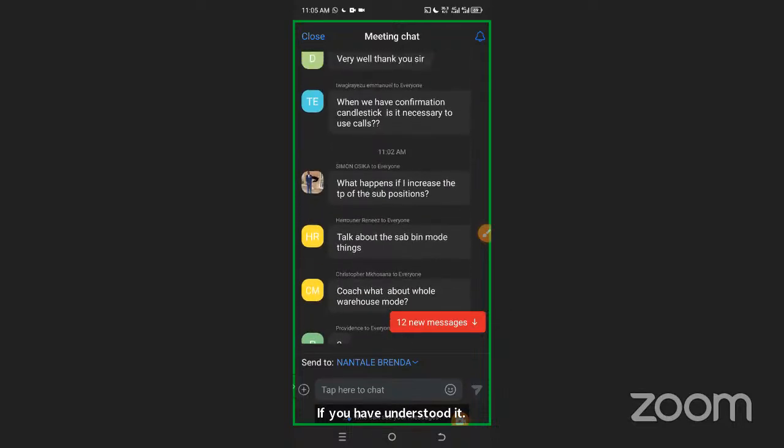My friend has asked me, what happens if I increase the TP of the sub position? The more they take profit, the longer you stay in the market.